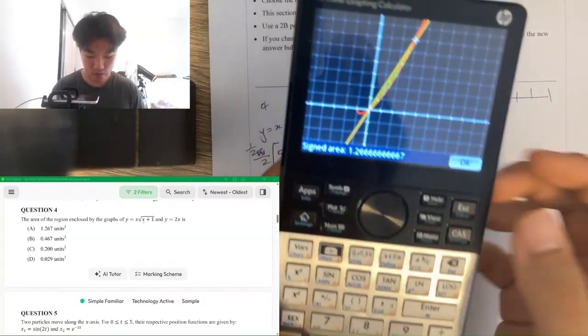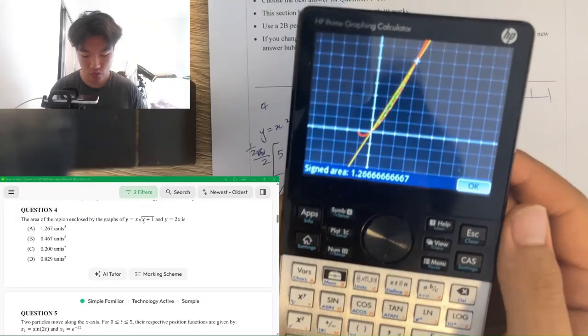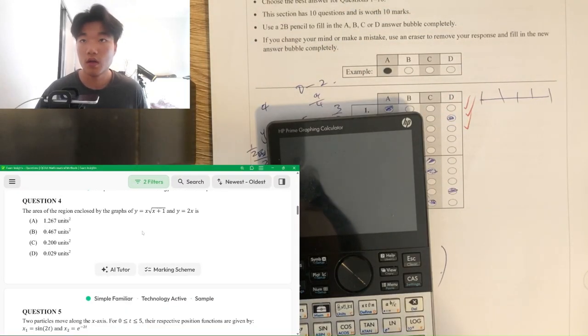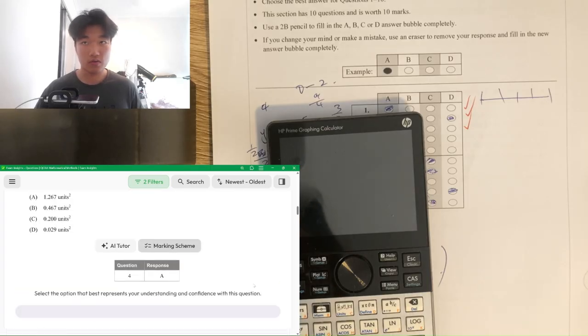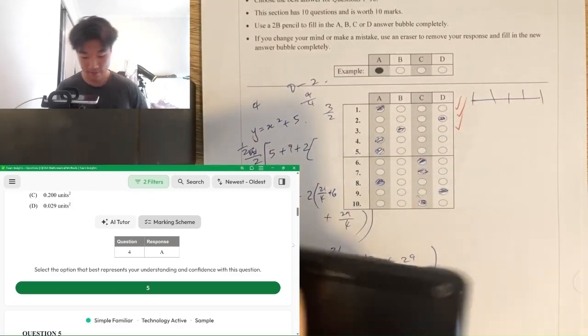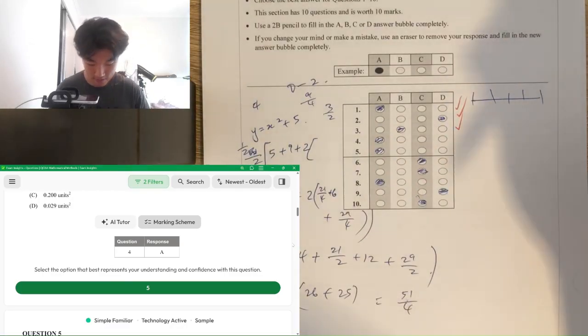We get our area as 1.26666 recurring, which is rounded to 1.267, so A. Okay, I did not want to see a comment about that number that I just said. Okay. No.